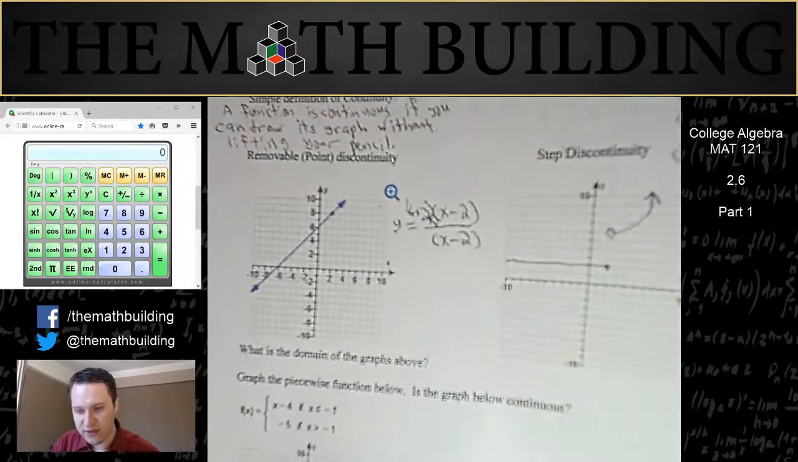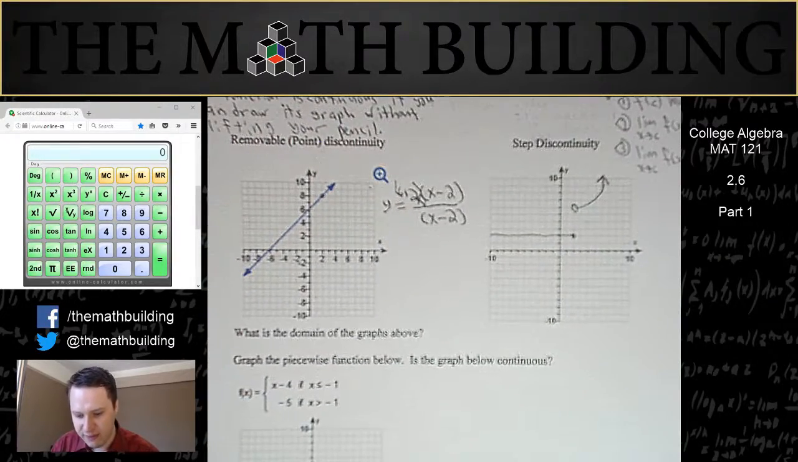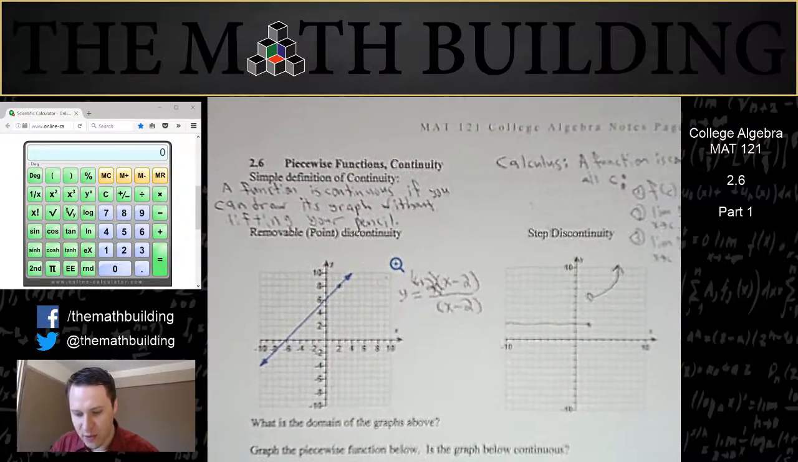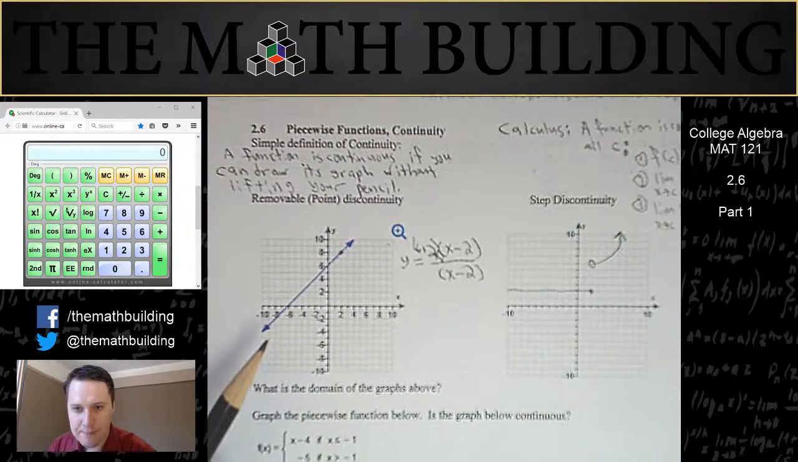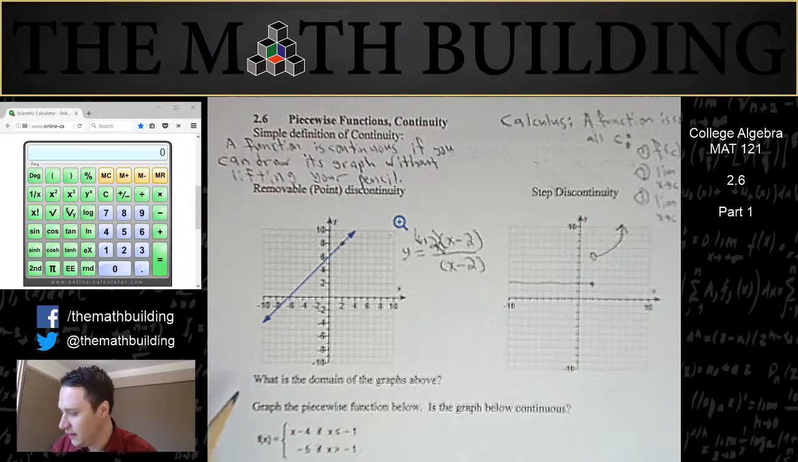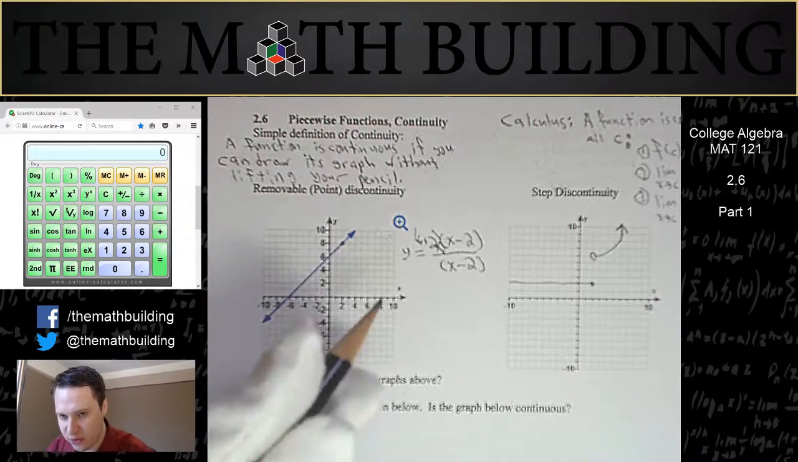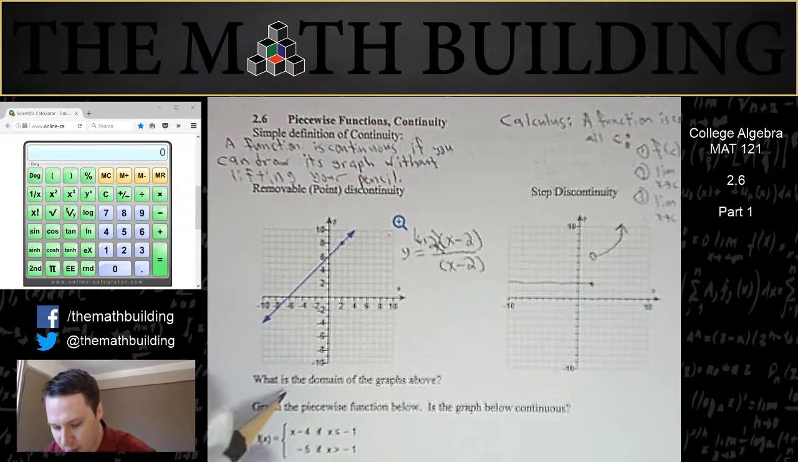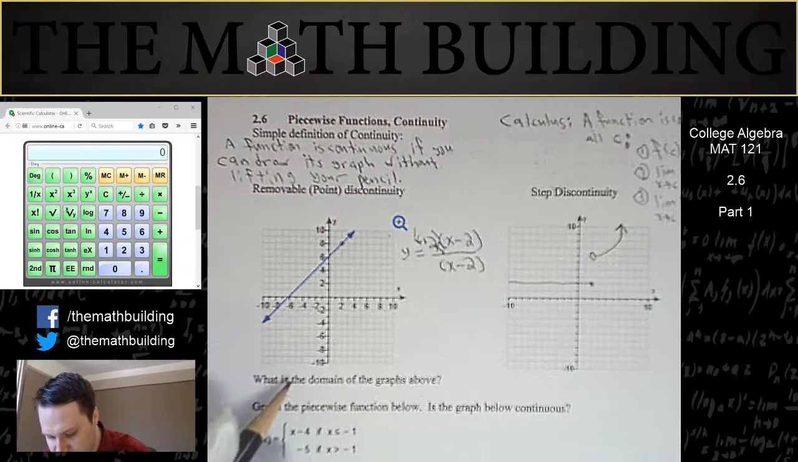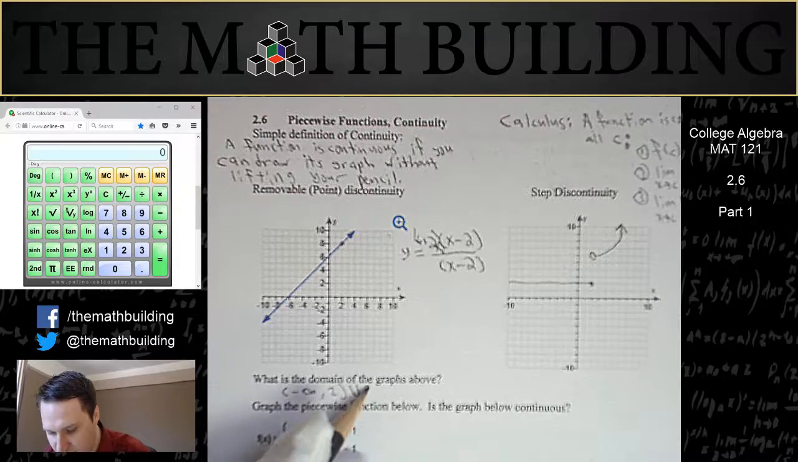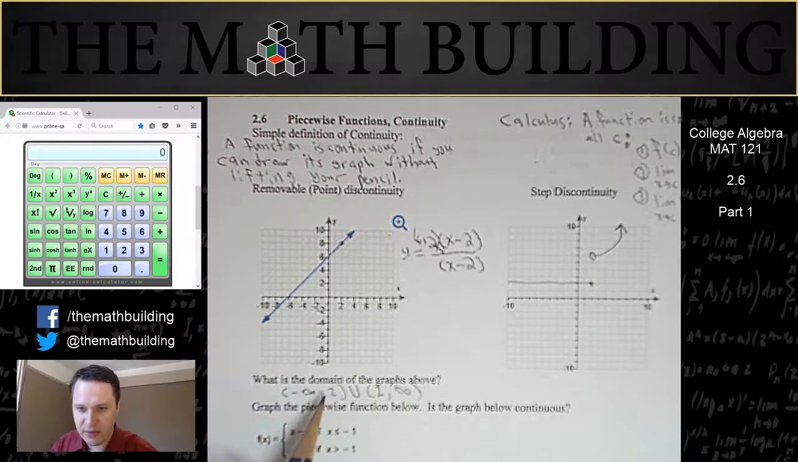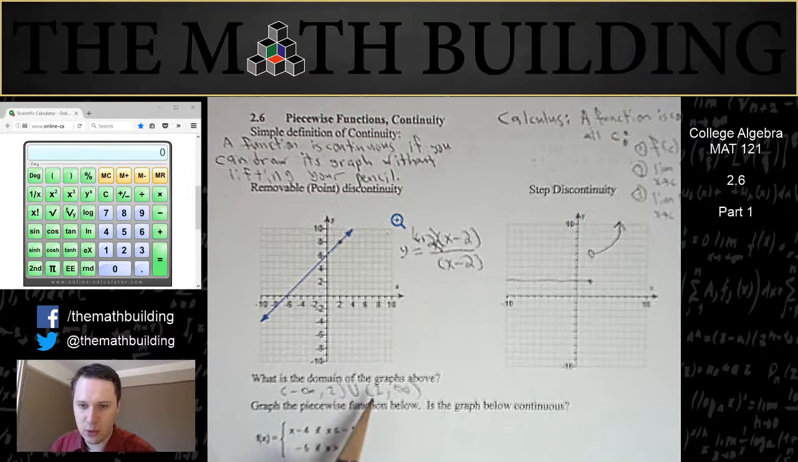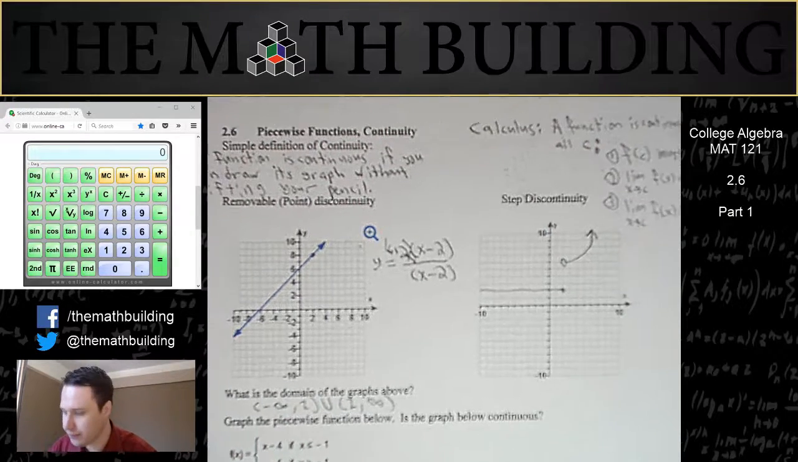So it asks, what is the domain of the graphs above? And so what is the domain? Well, in this point discontinuity graph, the domain is going to be everything except that point right there. And remember that the way we would write that is, for the first graph, it would be negative infinity to 2, but we're cutting out 2, so we use parentheses. So negative infinity to 2, parenthesis, or parenthesis 2 to infinity.